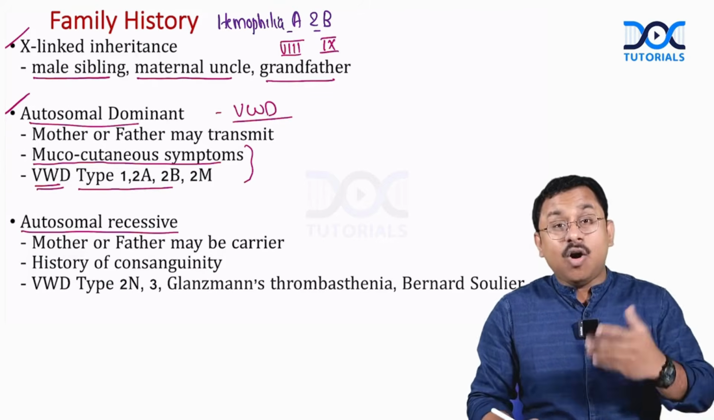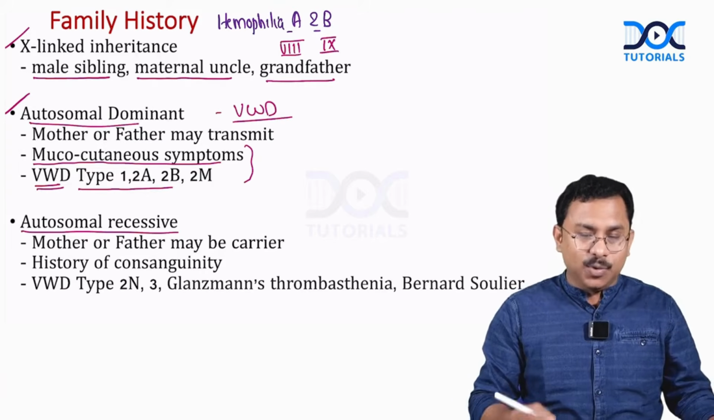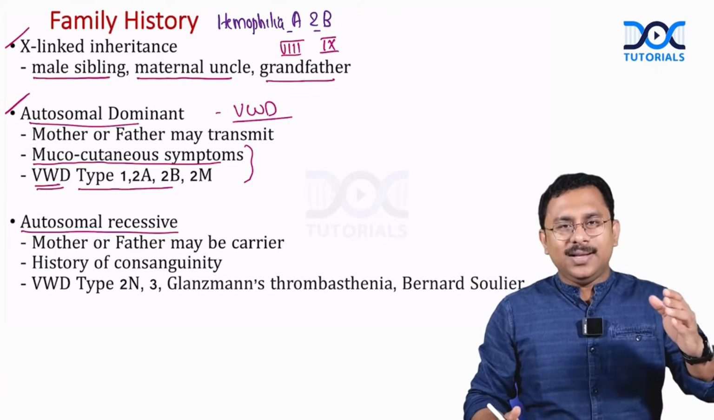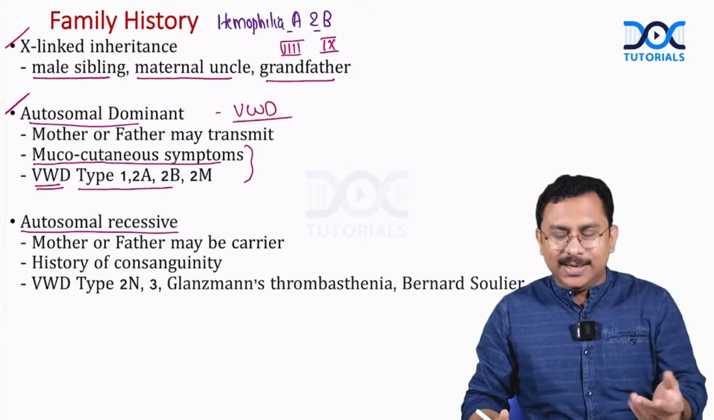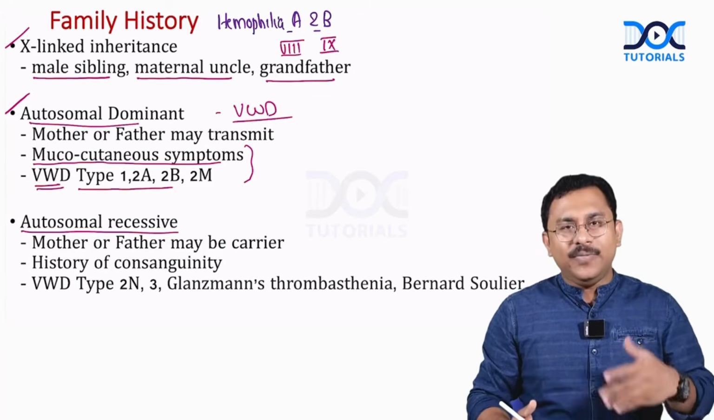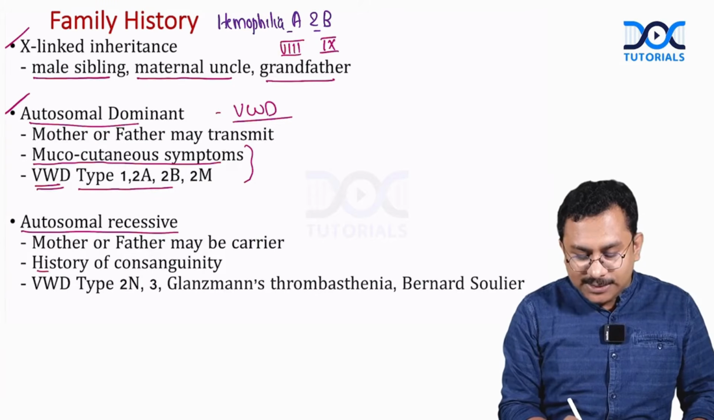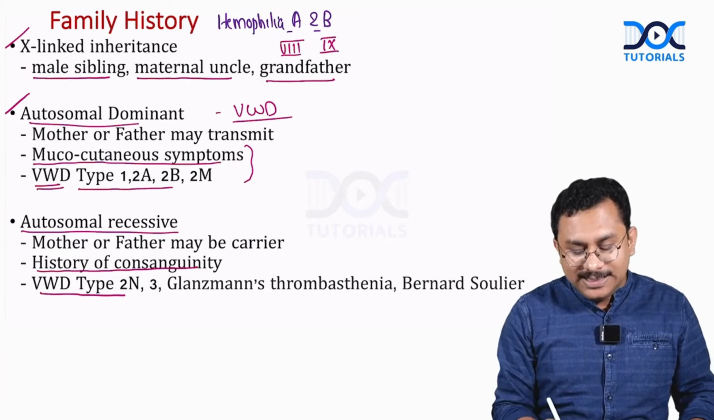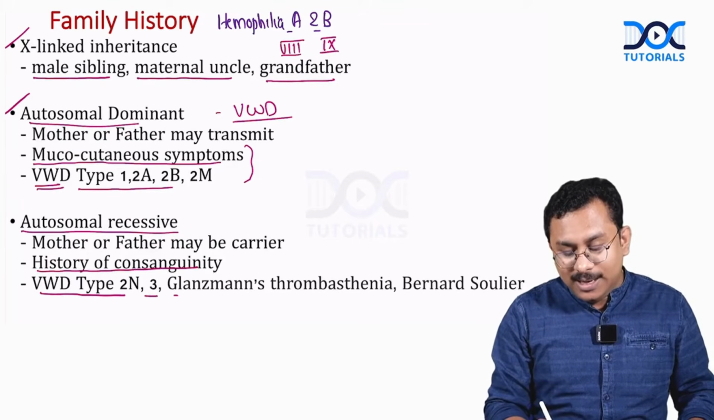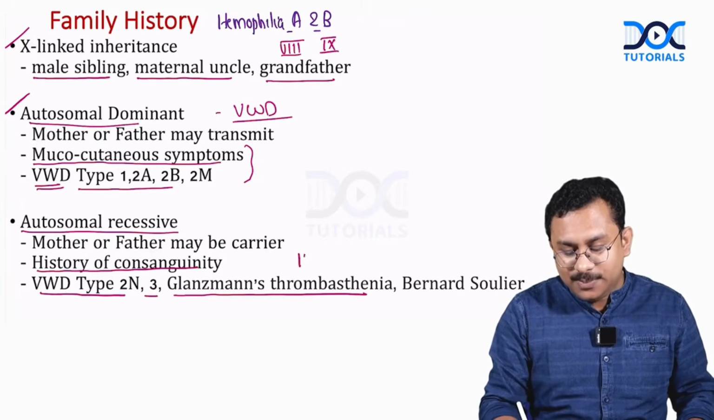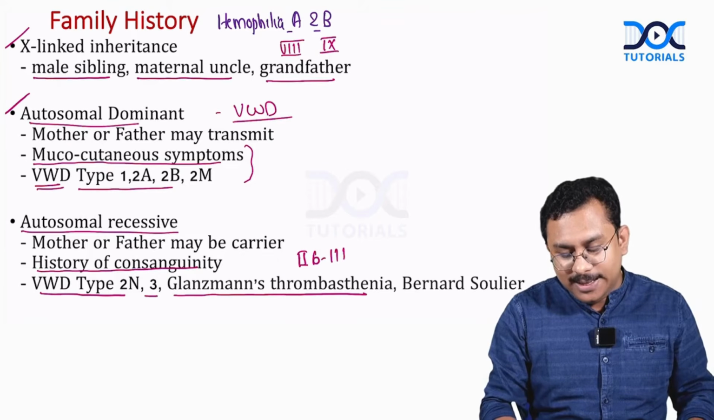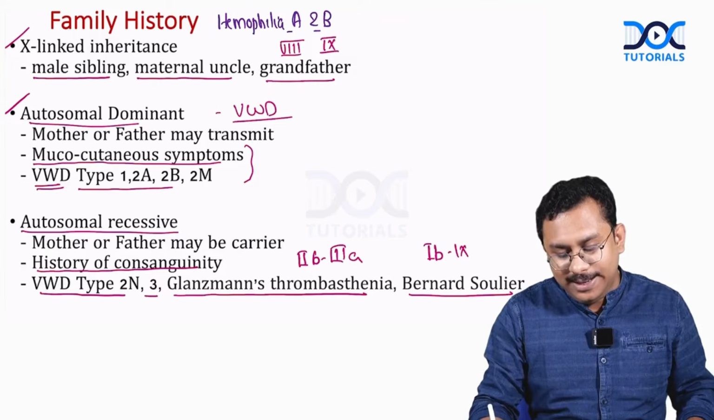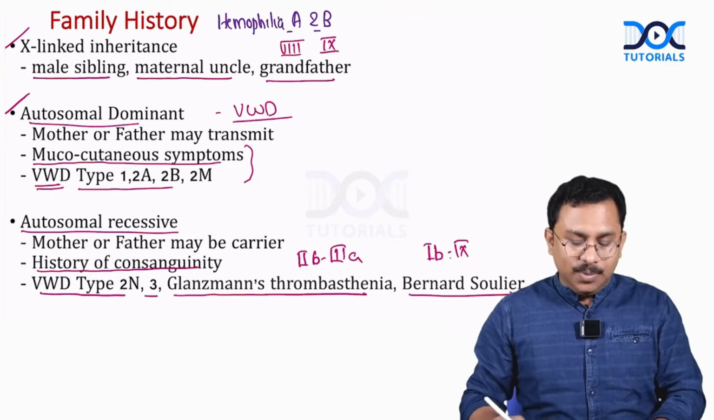So here mother or father may be the carrier, because you can have diseases which skip generations. So the mother or father may actually transmit the disease without having obvious manifestations. But watch out for the history of consanguinity. And autosomal recessive examples are von Willebrand disease 2N, 3, then Glanzmann's thrombasthenia, which happens because of a 2B, 3A defect, and Bernard-Soulier syndrome, which happens because of a 1B, 9 defect. So that is important.